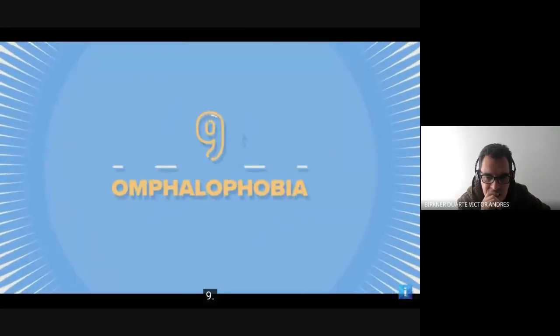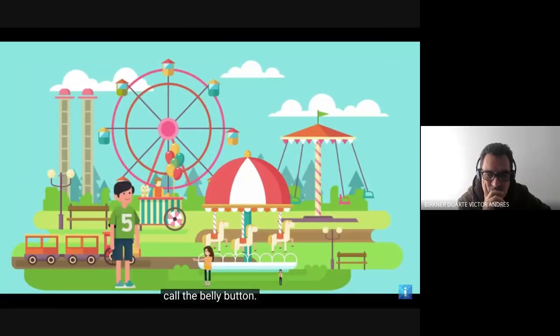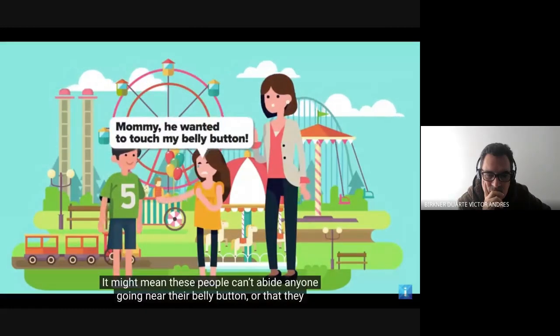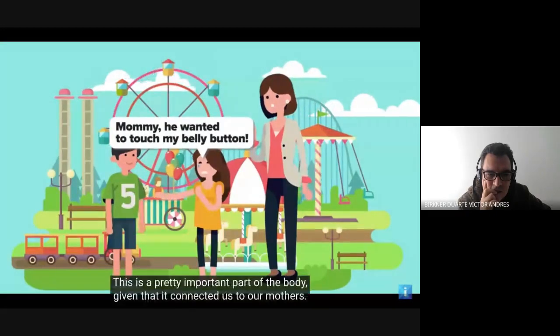Number 9, omphalophobia. This is the fear of the navel, or what we call the belly button. It may mean these people can't abide anyone going near their belly button, or that they freak out when close to another person's belly button. This is a pretty important part of the body, given that it connected us to our mothers.